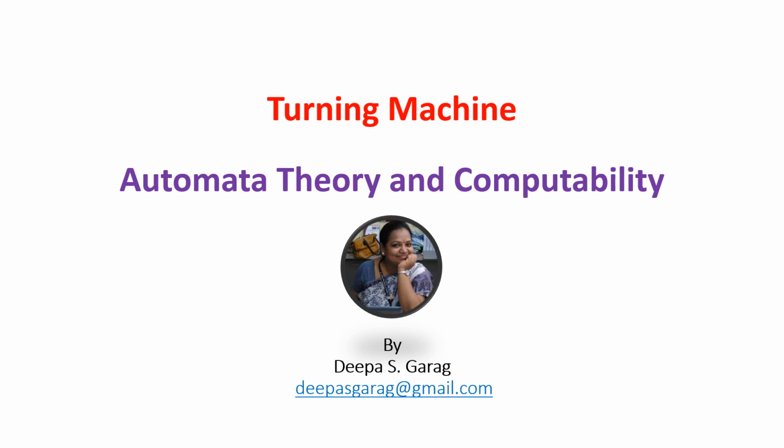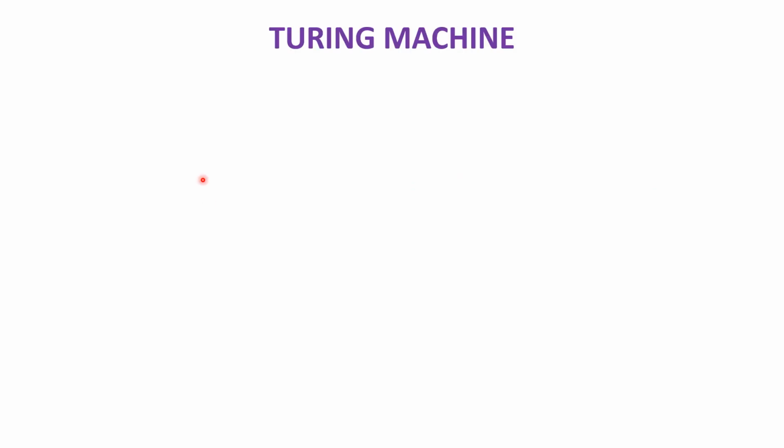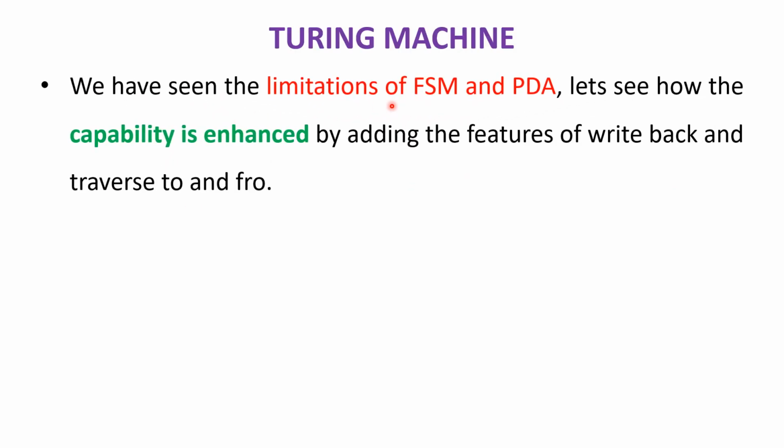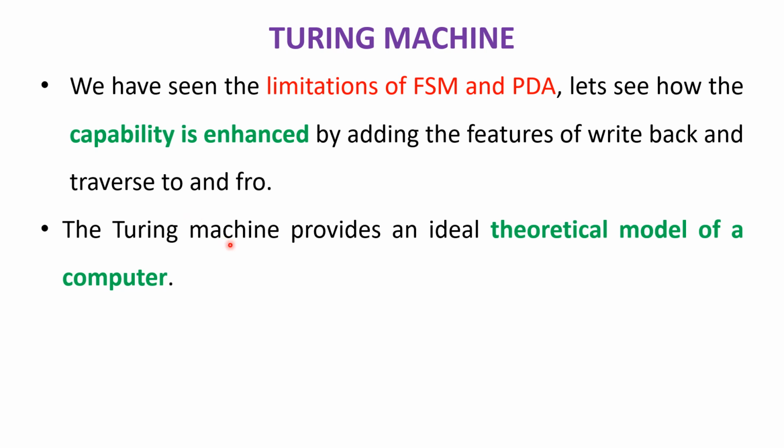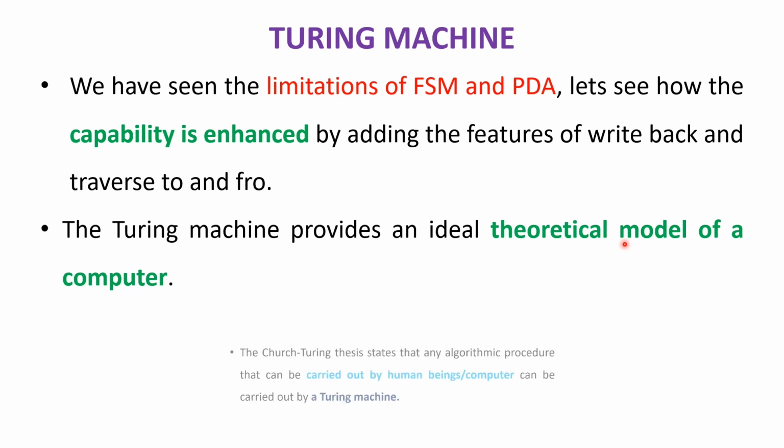Hi friends, today we'll discuss the Turing machine and how to design a Turing machine for a given language. We have seen the limitations of finite state machine and pushdown automata. Let us see how the capability is enhanced by adding the features of write back and traverse to and fro by using a Turing machine. A Turing machine provides an ideal theoretical model of a computer.